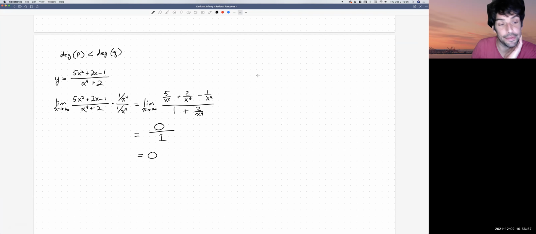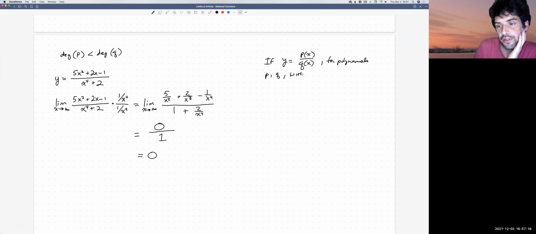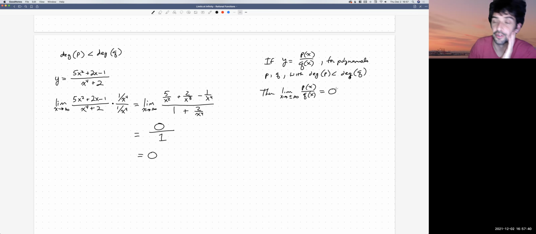This, again, can be put into a rule. If y equals p of x over q of x for polynomials p and q, with the degree of p less than the degree of q, then the limit as x goes to, and this is again one that we can do in either direction, this limit is going to be 0.